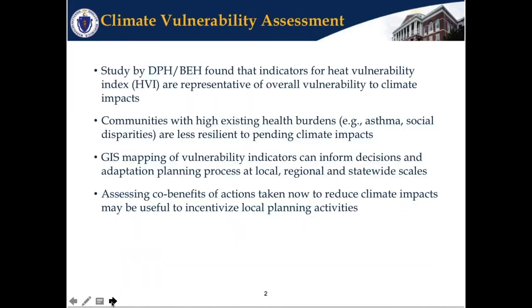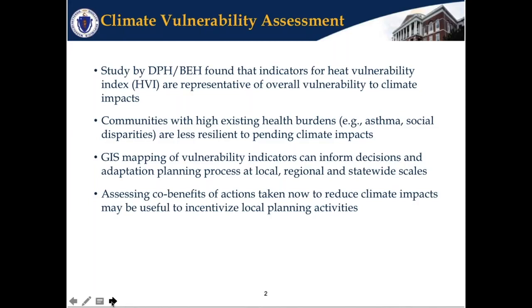So to give some context for climate vulnerability assessment, we start with a study that we had conducted some time ago, actually with the environmental public health tracking colleagues, who Glennon's going to talk a little bit about shortly. We did a study on the heat vulnerability index and what it represents overall in terms of health impacts. We found that the index itself represents overall vulnerability to climate impacts, not just heat. Also, communities with high existing health burdens are less resilient to pending climate impacts.